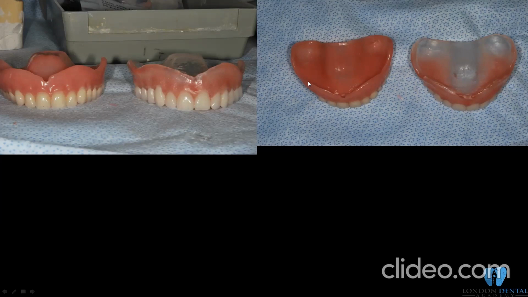As I mentioned before, the borders should be rolled and wide as much as we can, because border molding is to do with the width rather than the depth. The depth is good, but I don't want it to be overextended, because that will reduce the retention of the denture. But look at the texture as well. Very beautiful texture of the gums, of the pink acrylic in this area, compared to this.